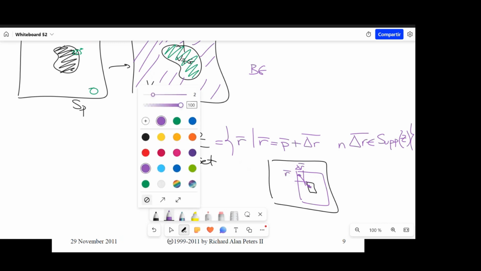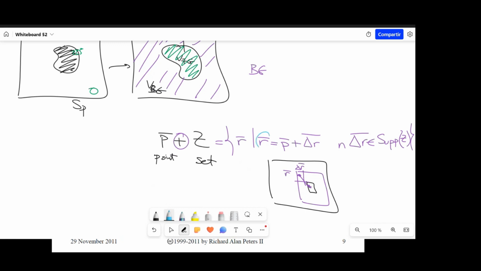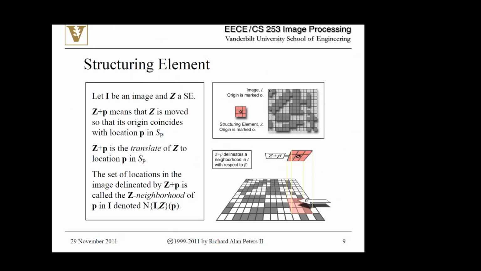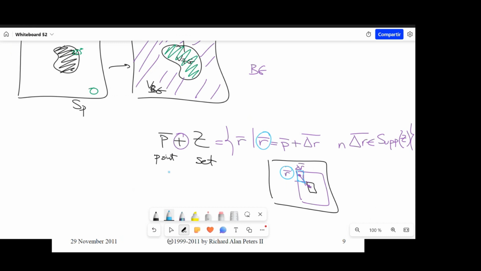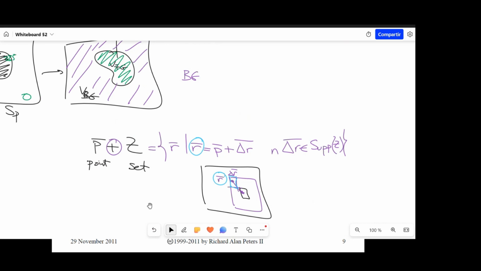Then R, that is this R. This point here is the origin P plus something. But it is a set, so point plus set is a set. A group of elements. Yeah, a group of elements.